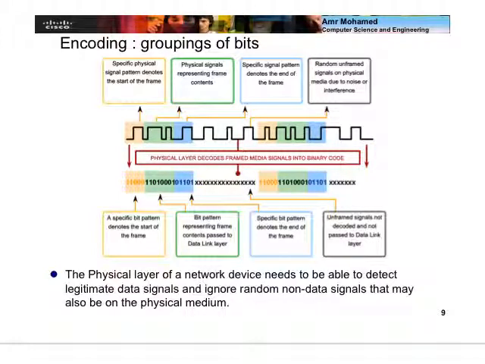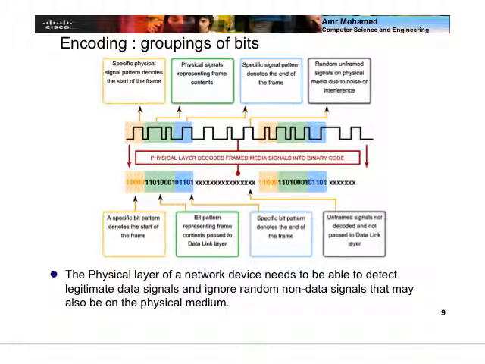The other distinct function of the physical layer is encoding. Encoding talks about the fact that the stream of bits that come from the data link layer, we have to convert each group of bits into another group of bits. So we take every 4 bits, for example, from the bit stream coming from the data link layer, and we represent it using a 5-bit group.